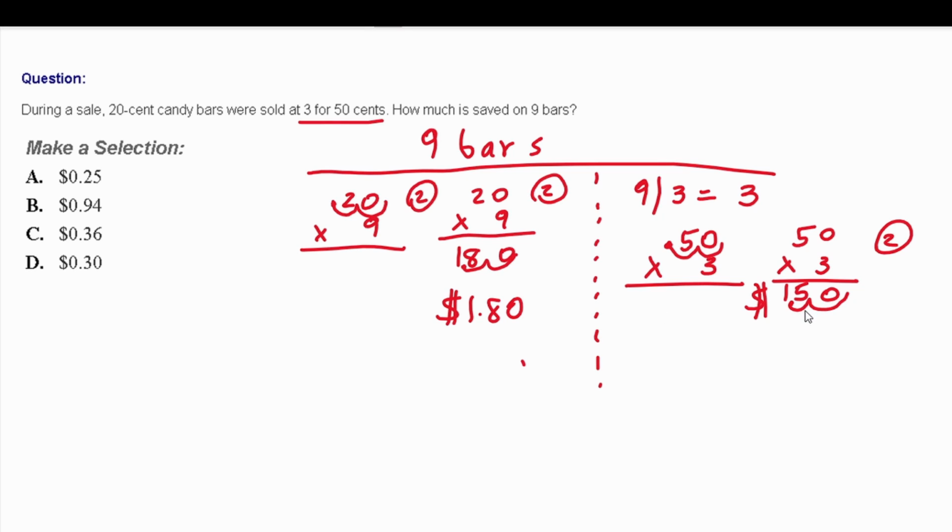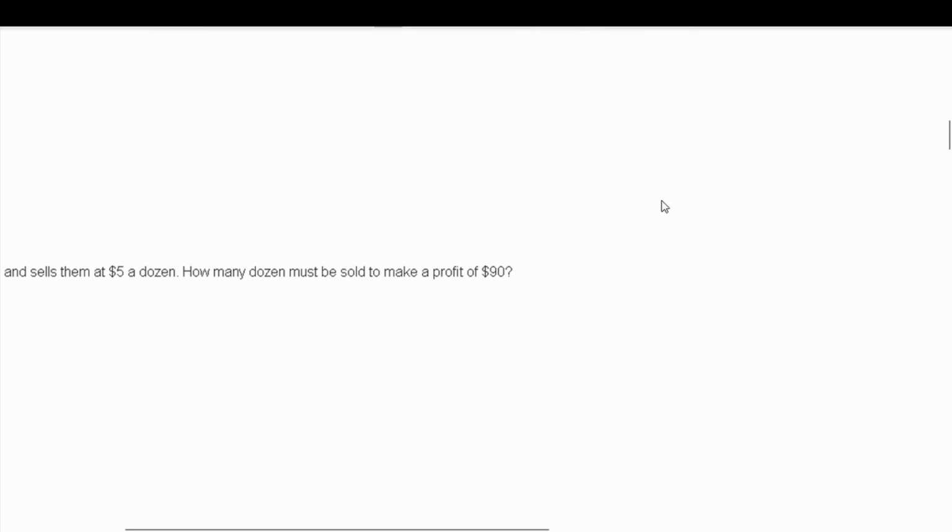180 minus 150, you should be able to do in your head. That's going to be 30. So we save a total of 30 cents when we buy 9 candy bars at this discounted price. Okay, so just some very basic work with decimals there, nothing too difficult.